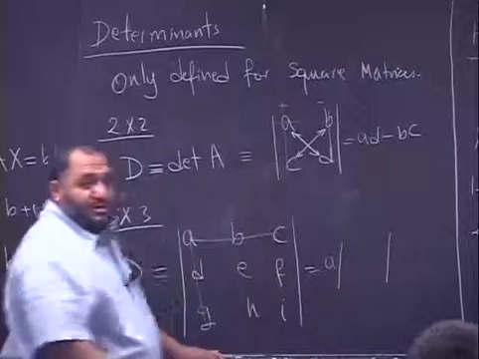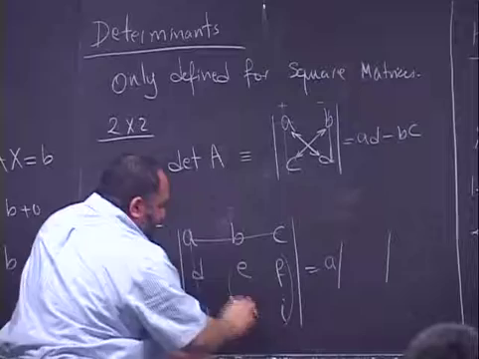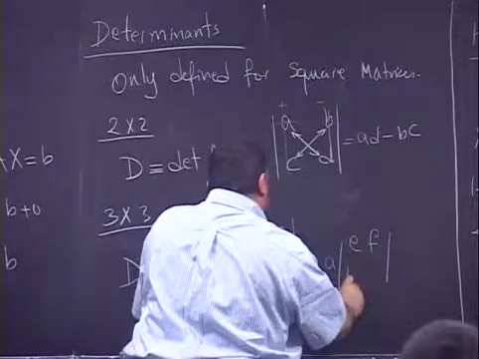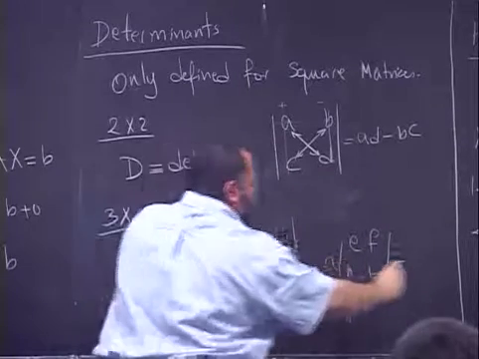the smaller matrix, which in this case is this one. So this is the remaining matrix. It will be E, F, H, I. Then we'll say minus B.